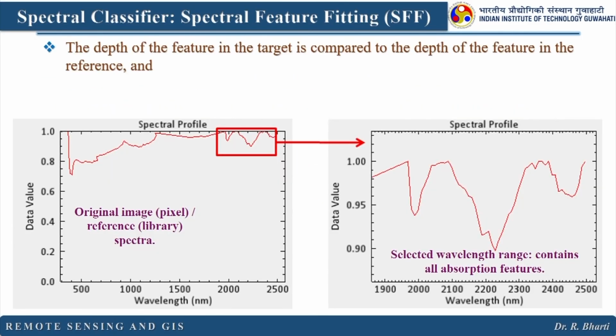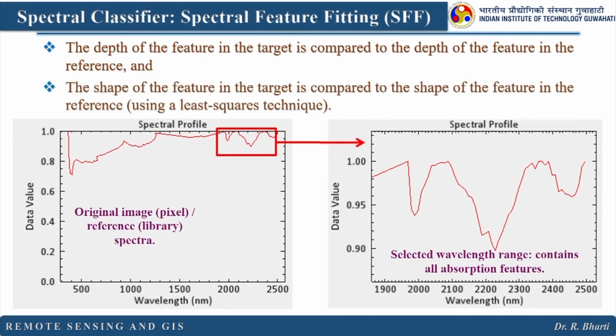The depth of the feature in the target is compared to the depth of the feature in the reference. The shape of the feature in the target is compared to the shape of the feature in the reference. So, basically here we are going to compare two different things: the shape and the depth of the absorption feature. For that we have removed the continuum.